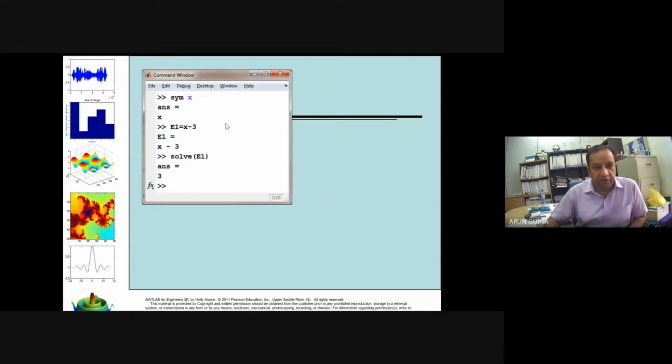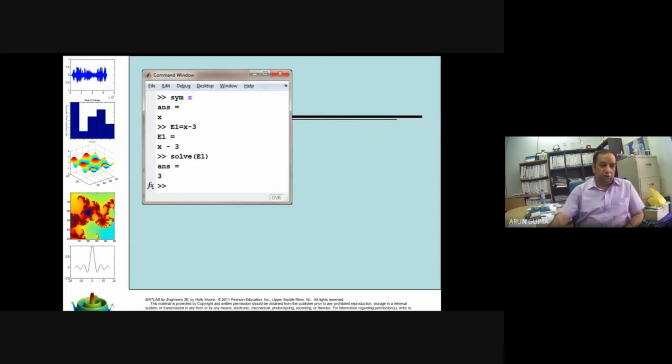So maybe the first one you can try, you can write down sym x and then e1 is equal to x minus 3. Then you ask MATLAB, solve e1. So MATLAB will move minus 3 to the other side and the answer is 3.